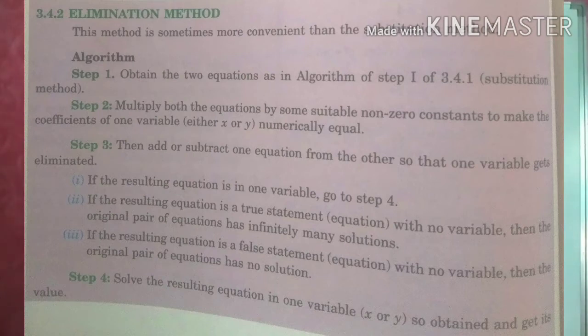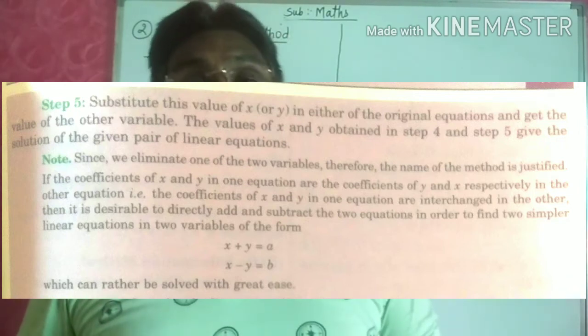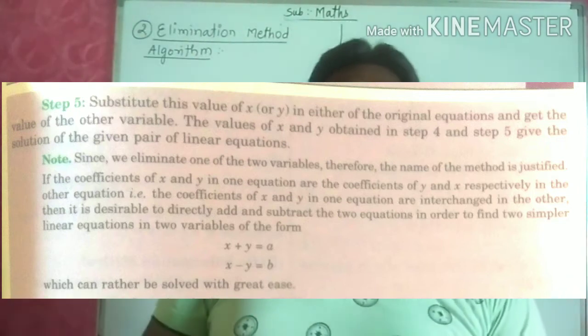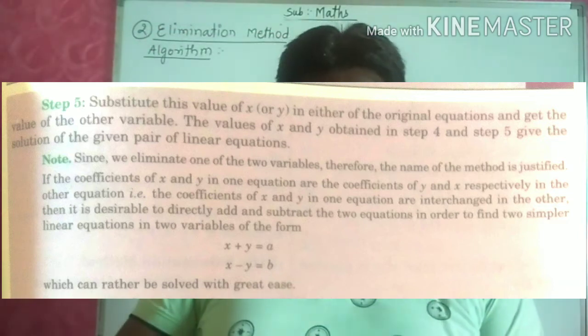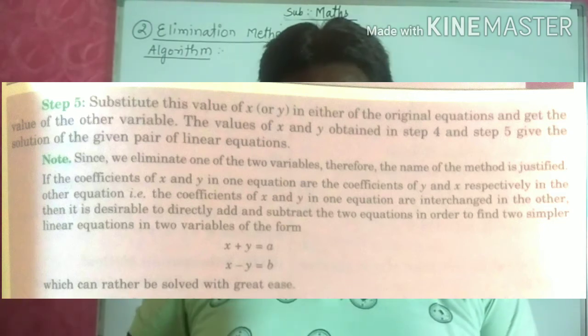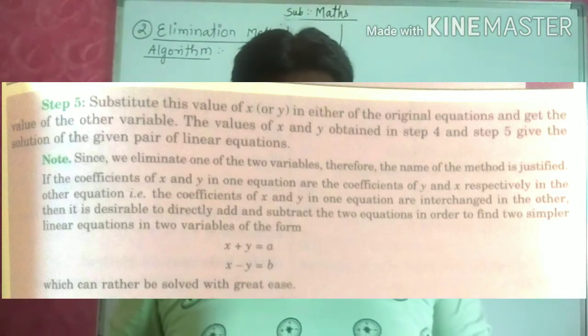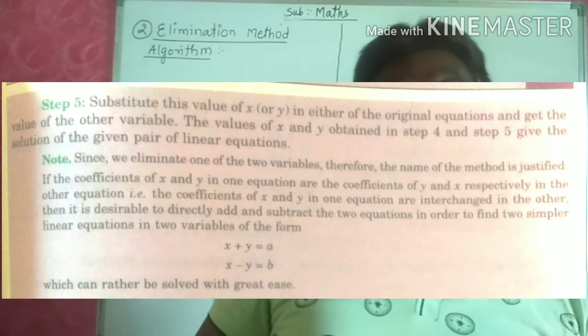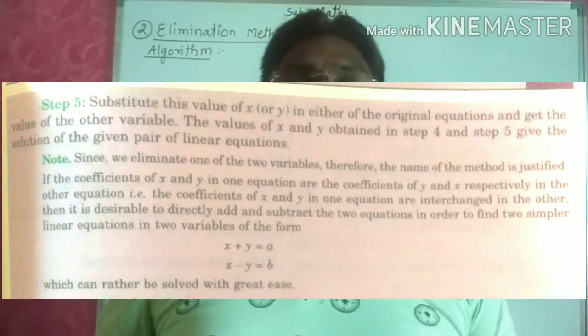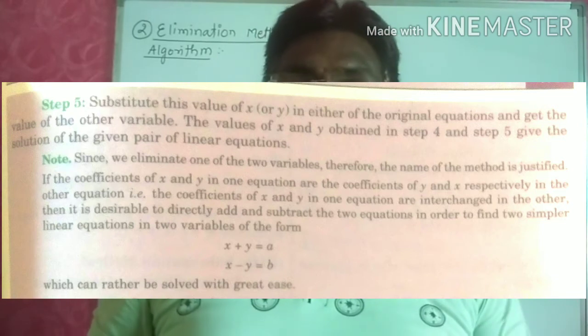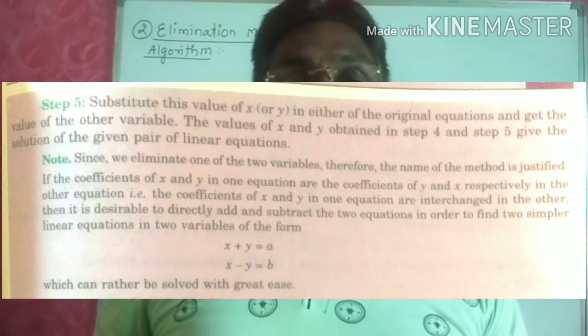Solve the resulting equation in one variable to get its value. What has to be done? After making the coefficient of any one variable equal, add or subtract and solve it. You will get the value of one variable. Substitute this value in any one of the equations. You will get the value of the other variable. In this way we get the value of both variables, and that is the solution of the given equations by the elimination method.